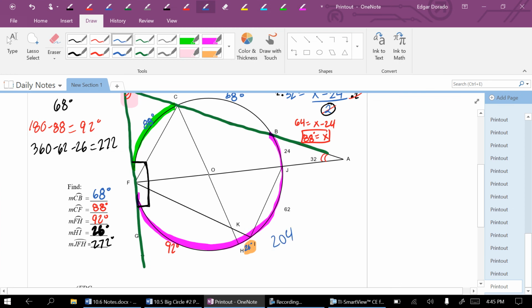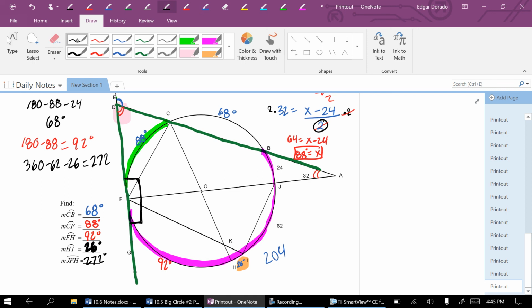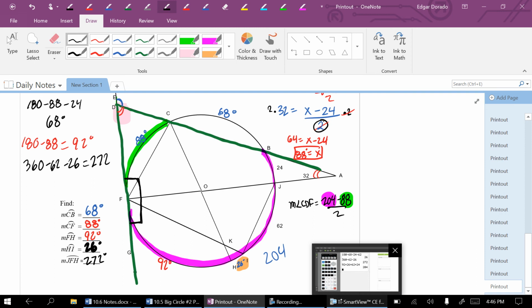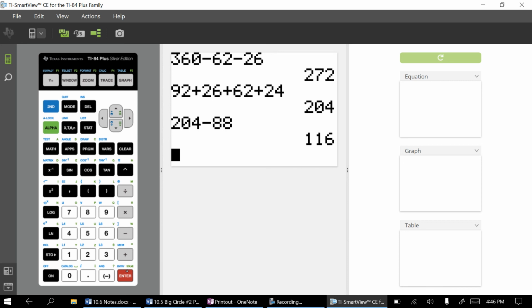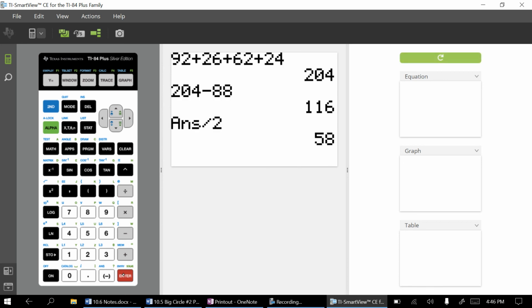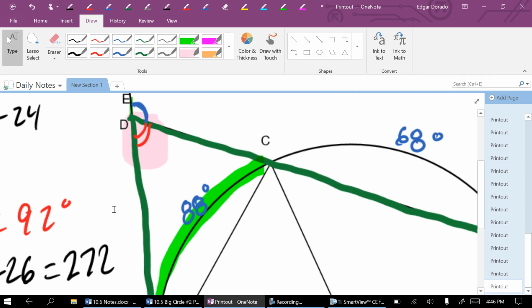So to find out the measure of that angle on the outside, remember guys, the measure of angle CDF is going to be the big arc, which was 204, minus the little arc, which was 88. I'll even show you how I highlighted them here. And all of that is going to be divided by 2. So 204 minus 88, and then that divided by 2, that's going to give me 58 degrees. So 58 degrees is the measure of this angle here.